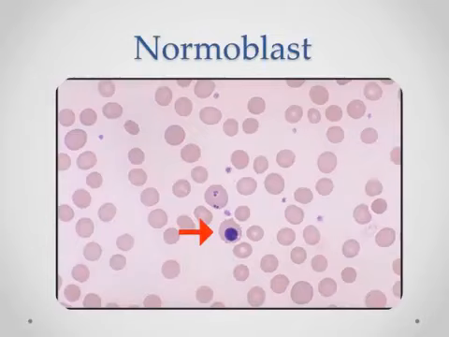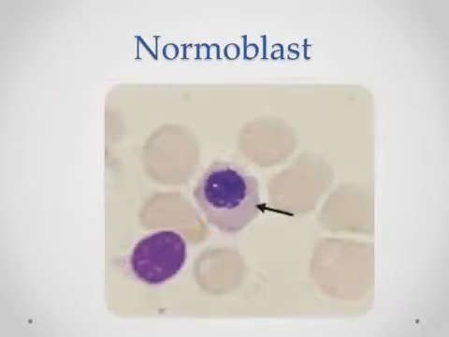Normally, this normoblast is an immature red blood cell which is not present in peripheral blood. It should be present only in bone marrow. So if I see this normoblast in peripheral blood, it comes with many conditions like hemolysis or hemolytic anemia or bone marrow infiltration. Sometimes we see it in leukoerythroblastic reaction. This is the same cell, normoblast.